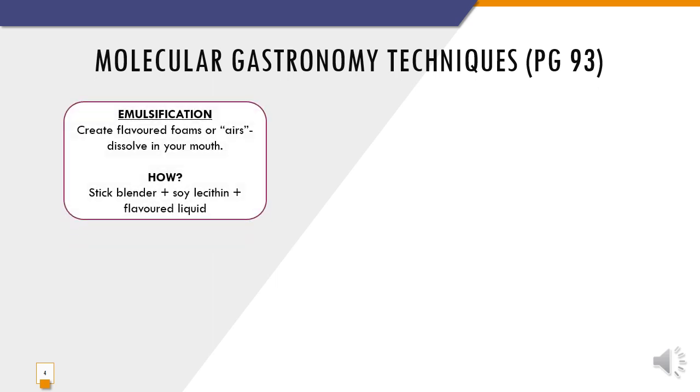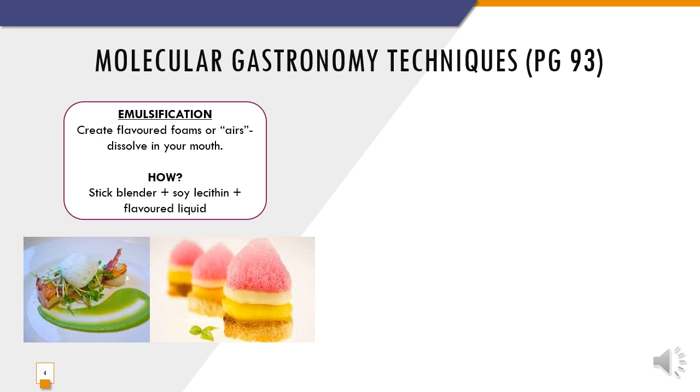First up is emulsification. These are used to create foams or airs that dissolve in your mouth. It's done by mixing soy lecithin with a flavored liquid and using an emulsion or stick blender to create the foam. The soy lecithin stabilizes the foam so that it can last a bit longer.